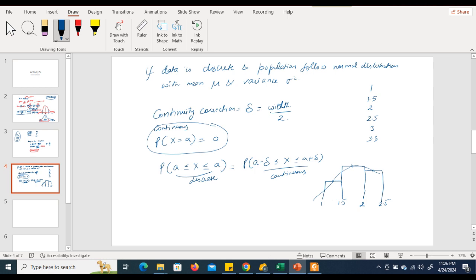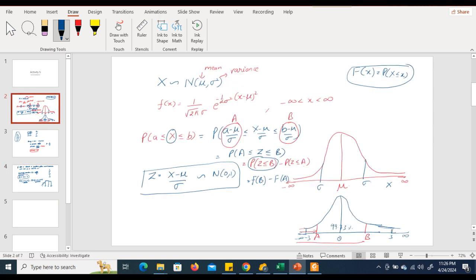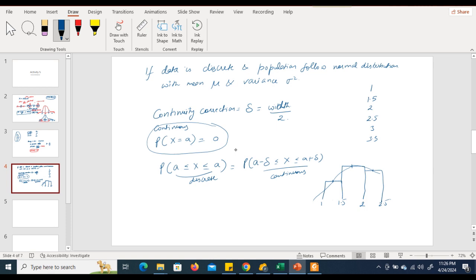The rest of the process is the same. If we want to calculate the normal distribution, this is the formula we have discussed, that a to b, how do we calculate it? We need to subtract mu divided by sigma, and b minus mu upon sigma, right? So here this is our a, and this is our b, okay.